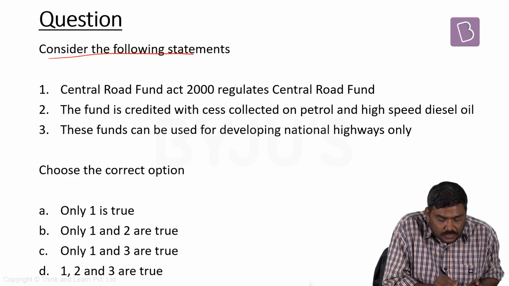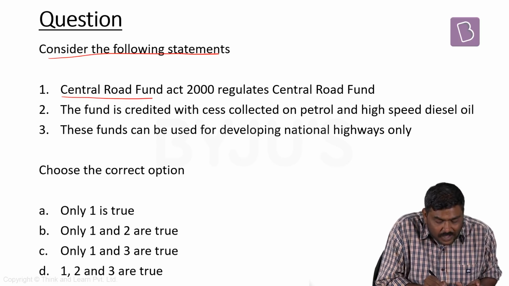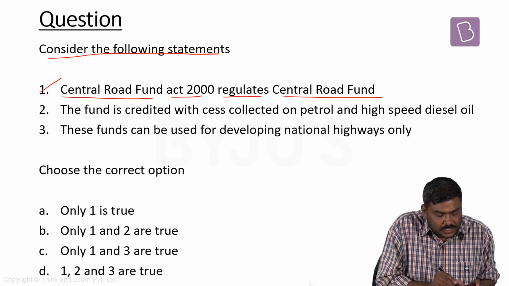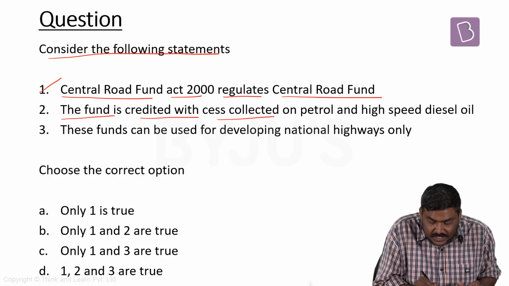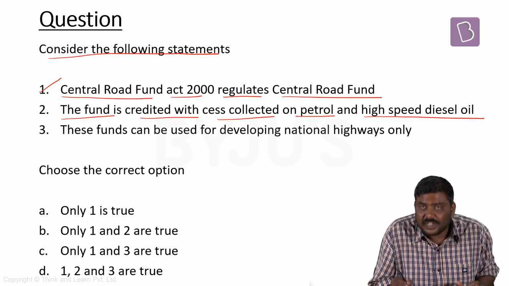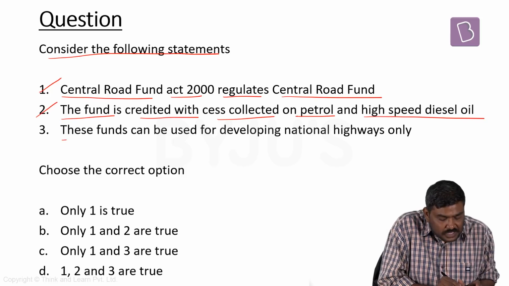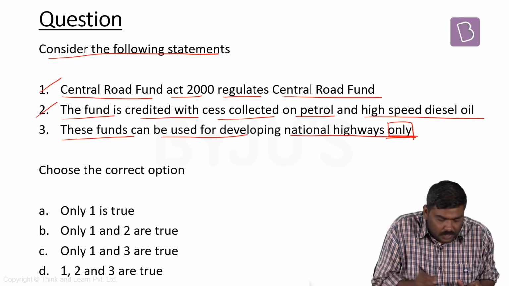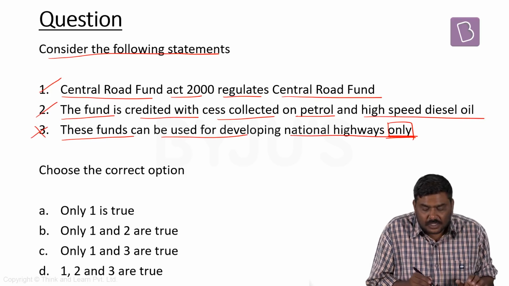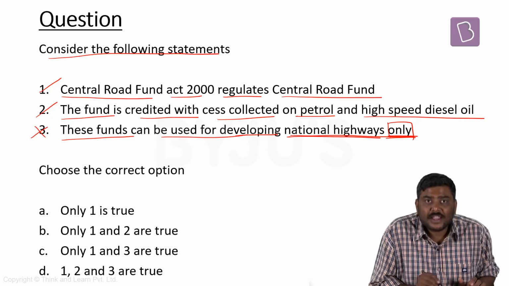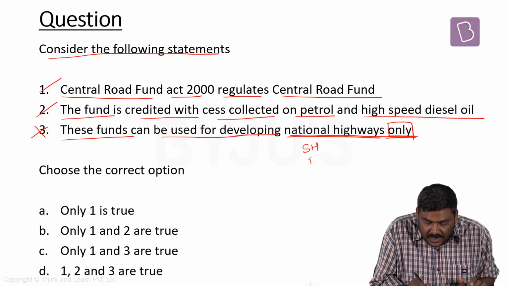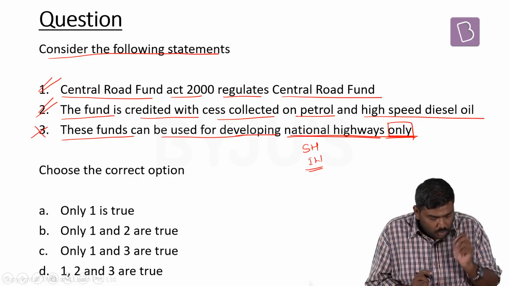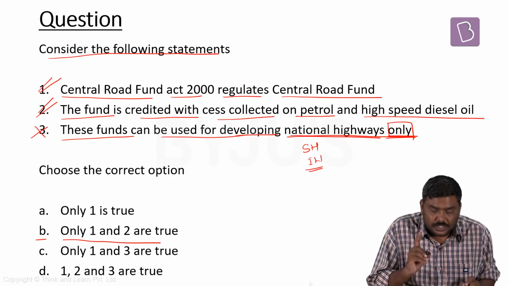Next question. Consider the following statements. Central Road Fund Act 2000 regulates Central Road Fund. Yes, correct. The fund is credited with cess collected on petrol and high-speed diesel oil. It's true. These funds can be used for developing national highways only. Underline the term only. This is wrong. As already mentioned, it can be used for developing national highways, state highways, as well as inland waterways. So point 1 and point 2 are correct. Right option will be option B. Only 1 and 2 are true.